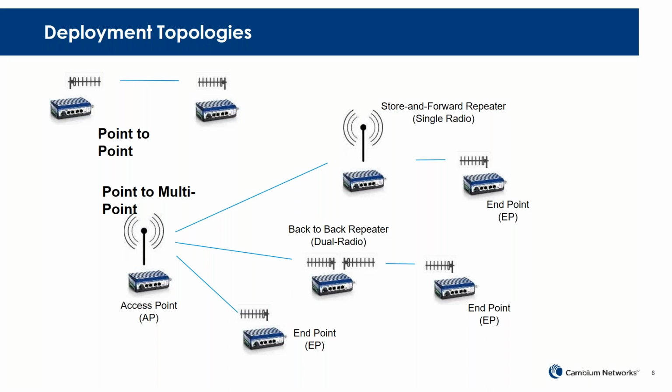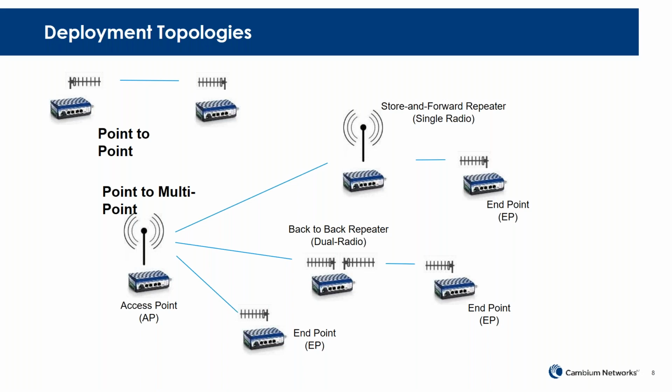We offer both what's called, in the middle there, the back-to-back repeater, and that's using our dual radio module. In this case, the cnReach module itself has two radios, one pointing in the westbound direction and one pointing in the eastbound direction. And that radio can basically communicate both west and east at the same time. So you don't lose capacity when you go through a repeater node.